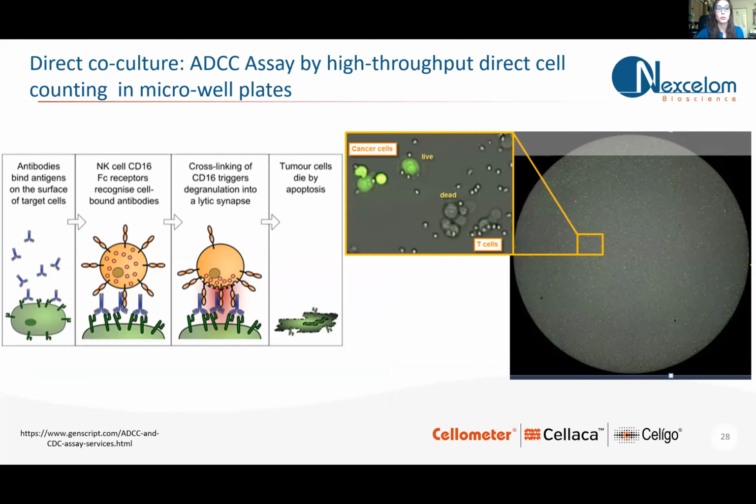That's going to recruit NK cells that are going to bind CD16. That's going to elicit degranulation and, of course, apoptosis. We use this by directly labeling our target cells using various cell tracker dyes such as calcein AM or CMFDA. And then you can actually quantify the cell death kinetically as a function of loss of cell fluorescence over time.